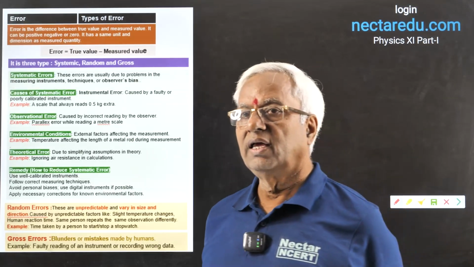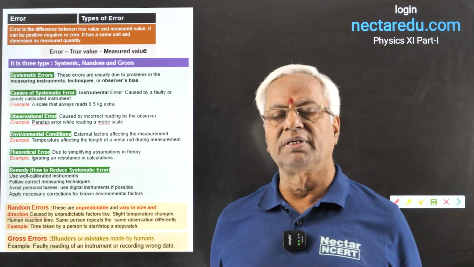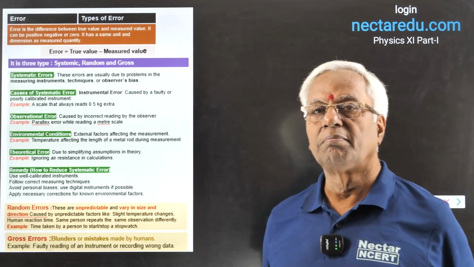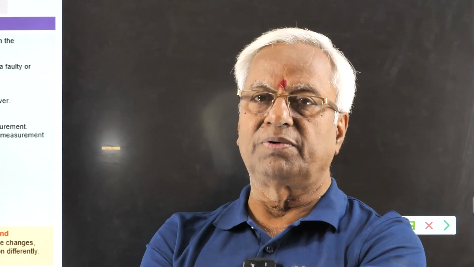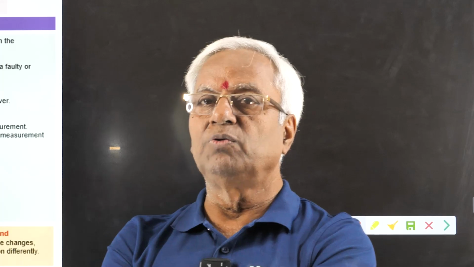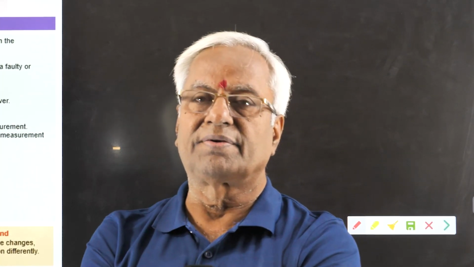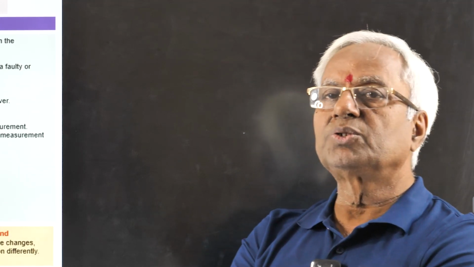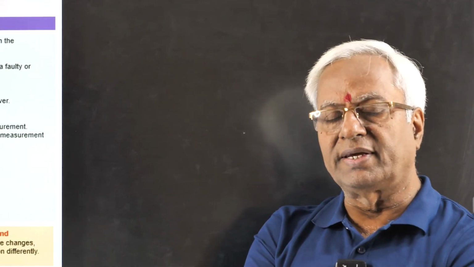Errors mean simply the difference between the true value and the measured value. Error can be positive and negative also. When we subtract the measured value from the true value, we find the magnitude of the error. Actually, errors depend on the value that we obtain in the experiment.